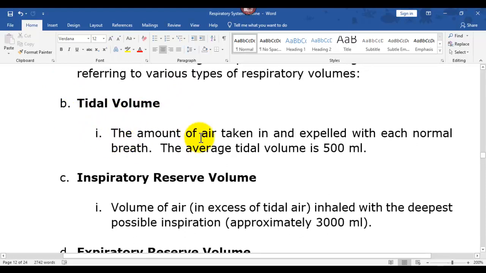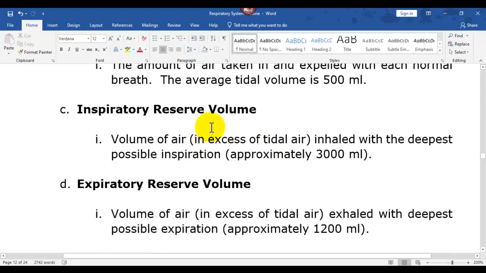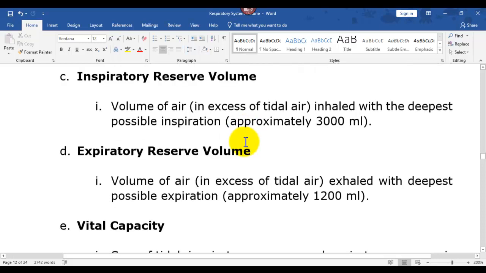Tidal volume is a normal breath. The amount of air taken in and expelled with each normal breath is about 500 mils. The inspiratory reserve volume is the amount of air that can be taken into the lungs, and that machine will actually take the tidal volume out of that. That's why it says in excess of tidal air.